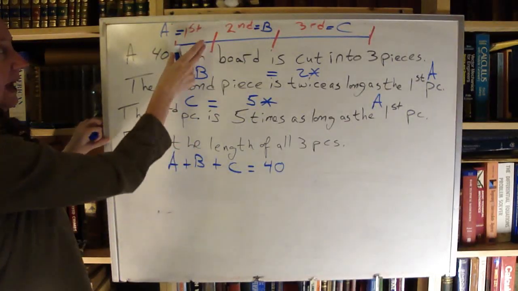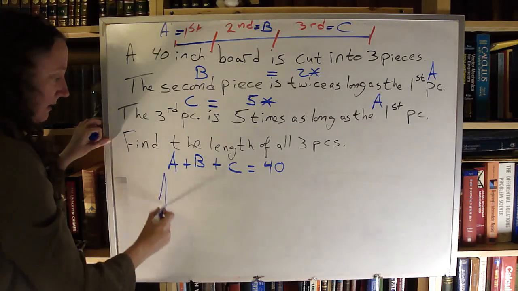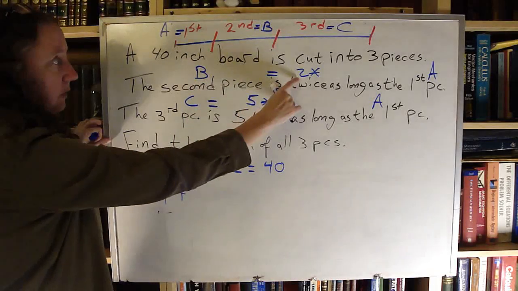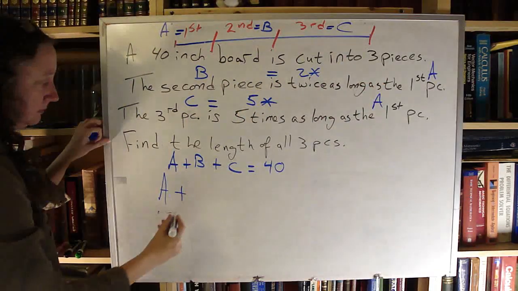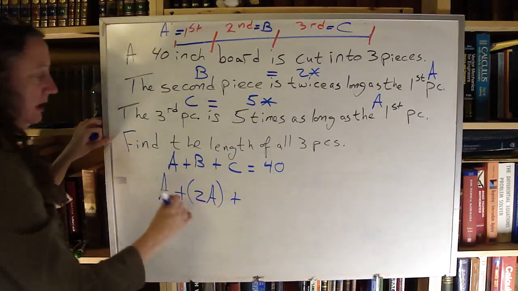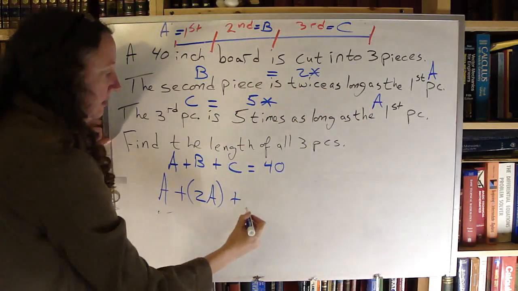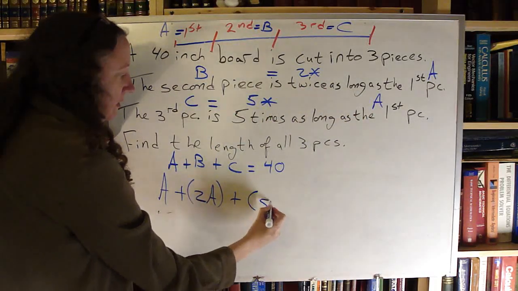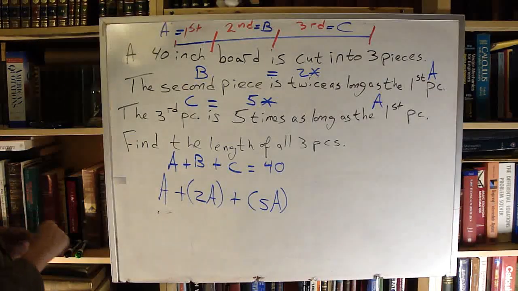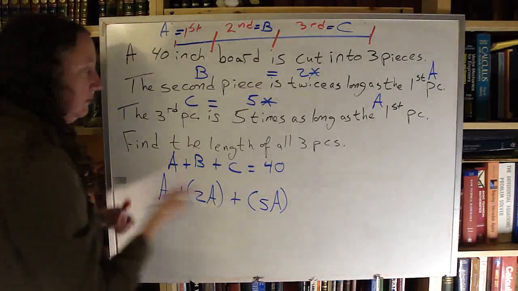So I'm using A as my basis for all of these. So it's just going to stay A. And I want to add to that B, which is 2 times A. And then I also want to add to it C, which is 5 times A. And this still equals 40 inches.